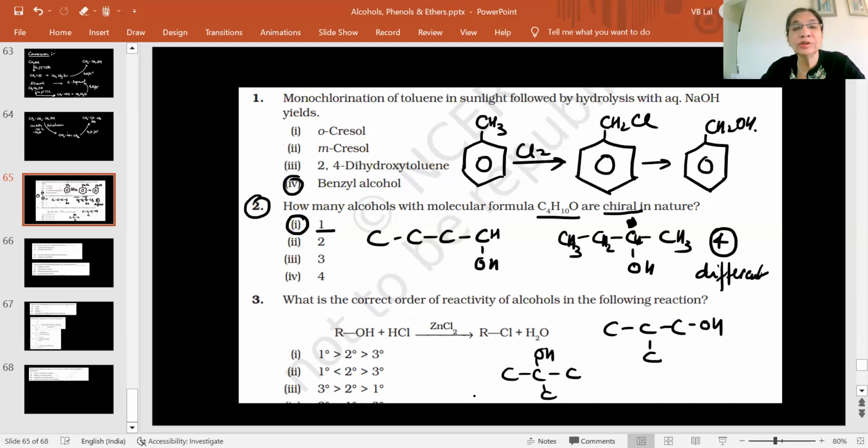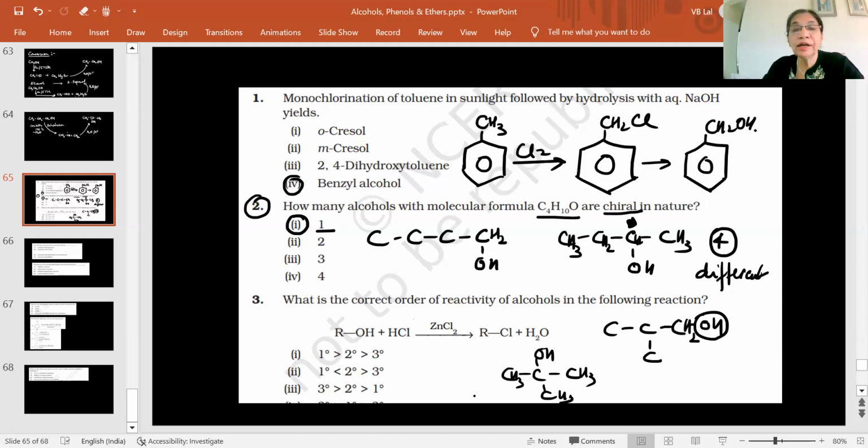Here OH is attached to CH2OH, so it has 2 hydrogens. So it cannot have 4 different groups. Here OH is attached to again CH2OH, so it is not chiral. Here OH is attached to a carbon which is attached to 3 methyl groups, right? So this carbon is also not chiral. So there is only one carbon which is chiral.